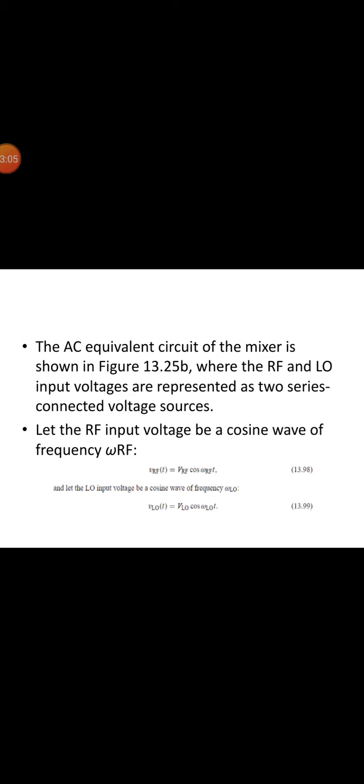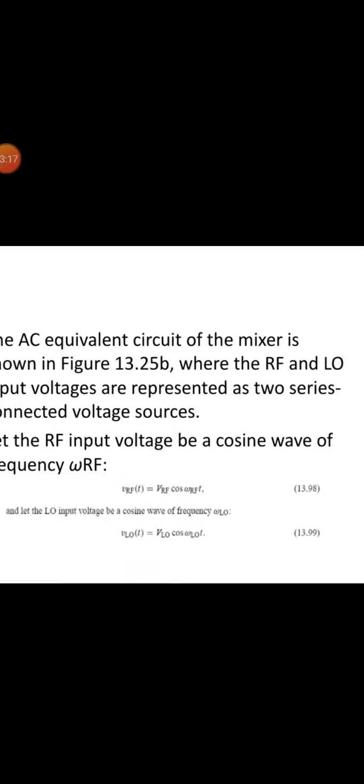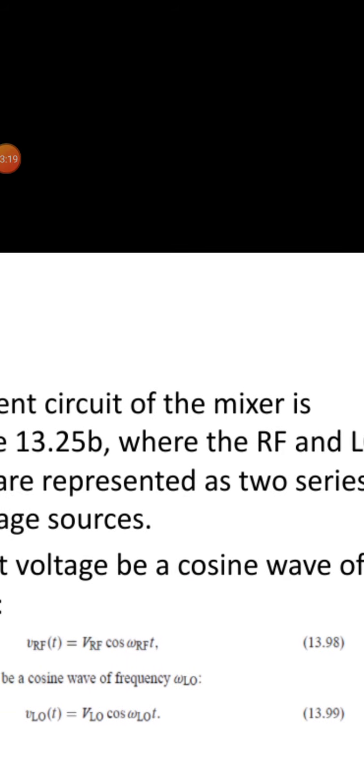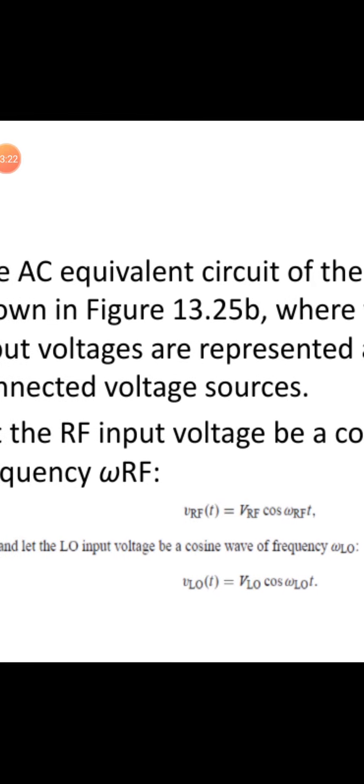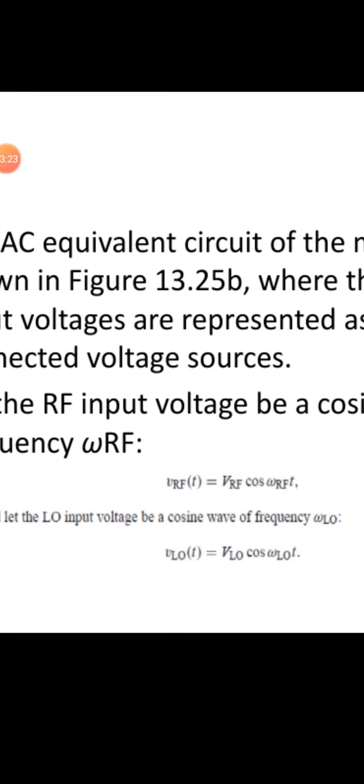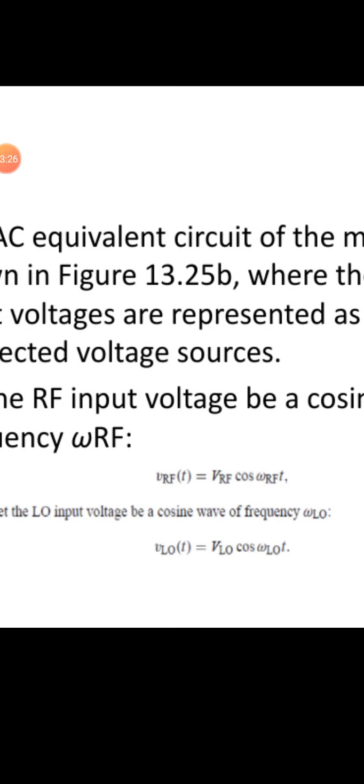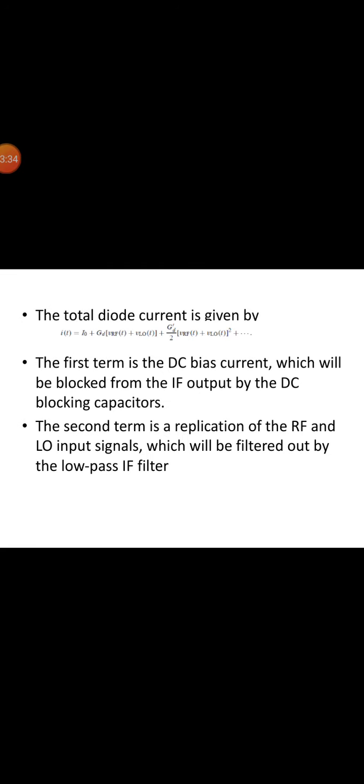Let the RF input voltage be a cosine wave of frequency omega RF. Then VRF of t is given by VRF times cos of omega RF t. Let the LO input voltage be a cosine wave of frequency omega LO. So VLO of t is given by VLO times cos of omega LO t.